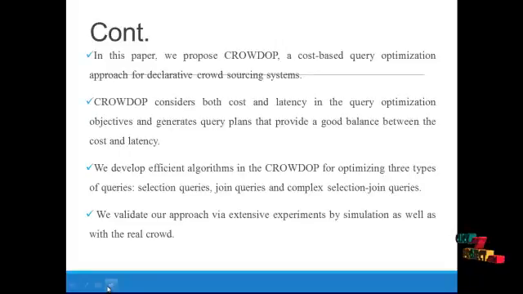In this paper, we propose CrowdOp, a cost-based query optimization approach for declarative crowdsourcing systems. CrowdOp considers both cost and latency in the query optimization objectives and generates query plans that provide a good balance between the cost and latency. We develop efficient algorithms in CrowdOp for optimizing three types of queries: selection queries, join queries, and complex selection queries. We validate our approach via extensive experiments by simulation as well as with the real world.